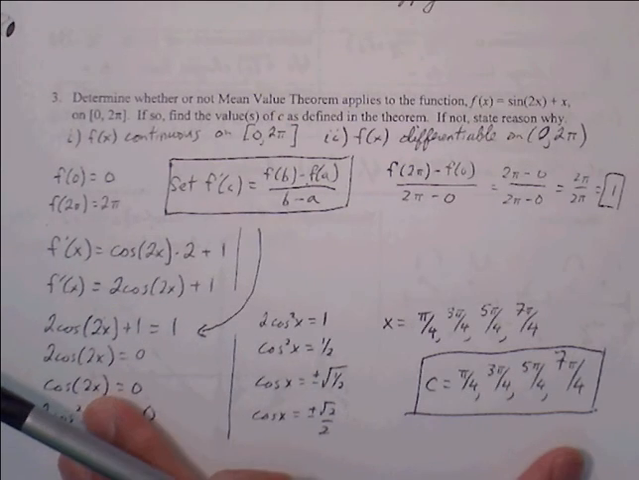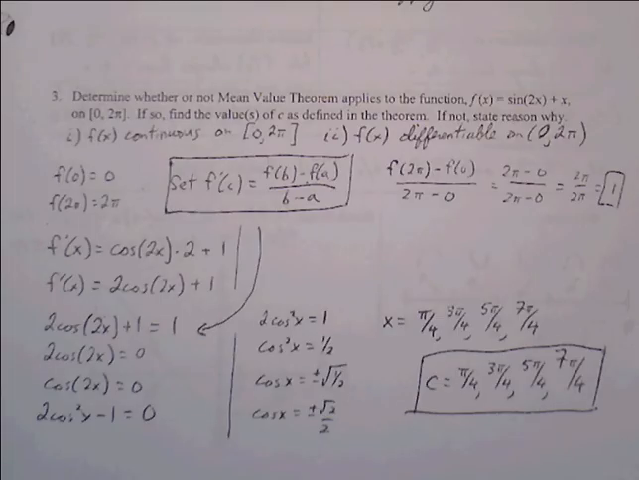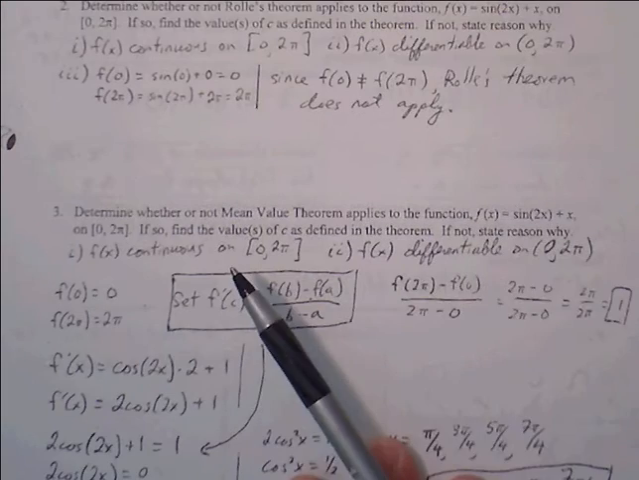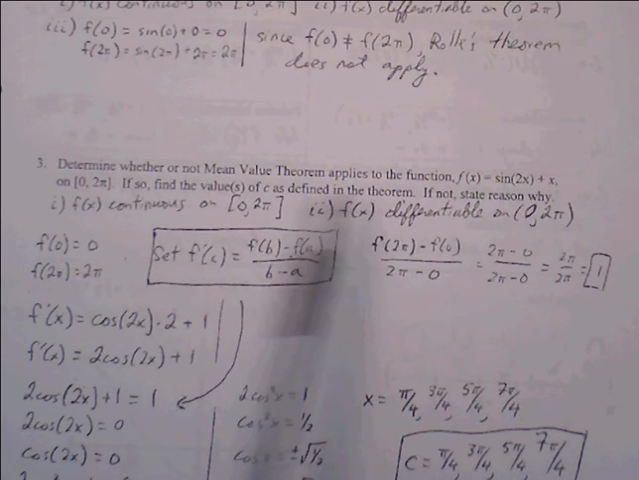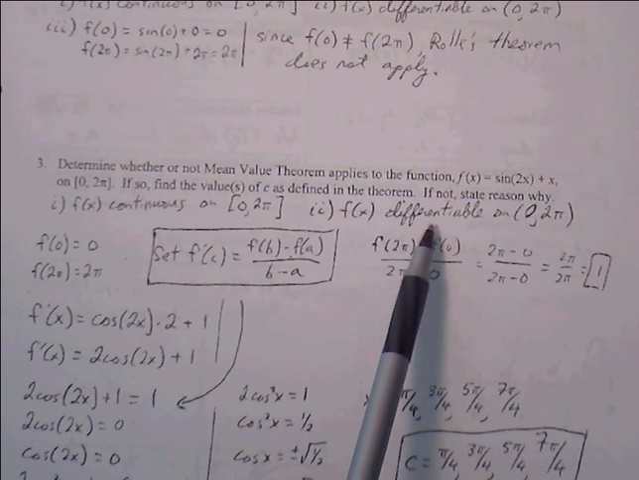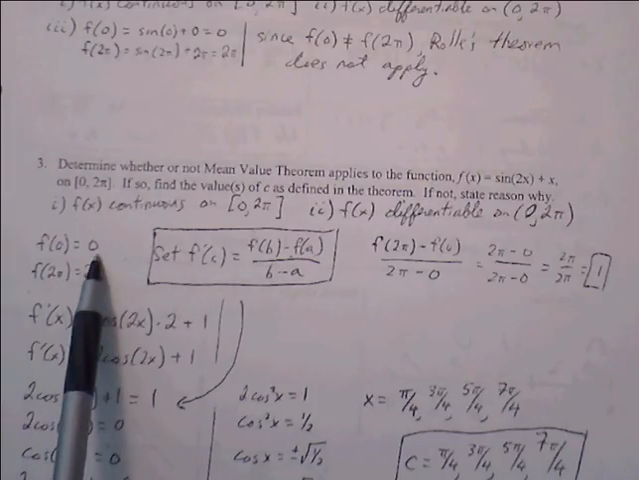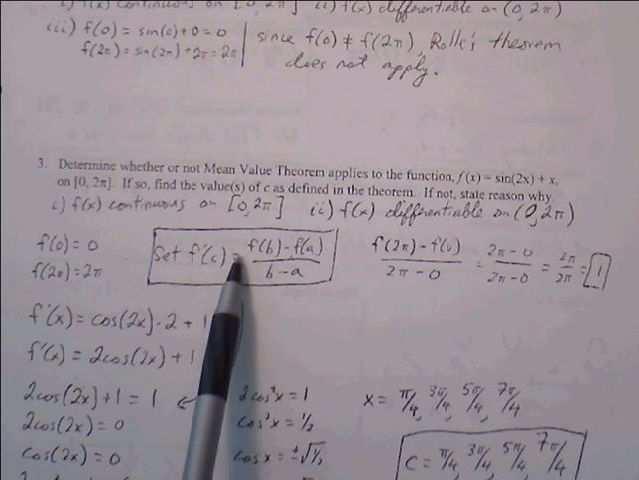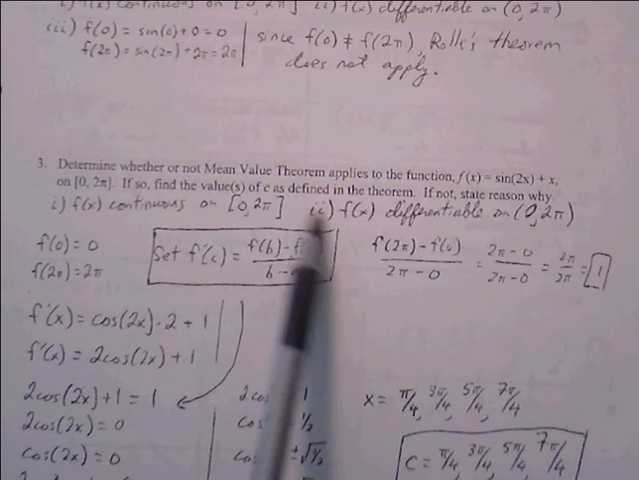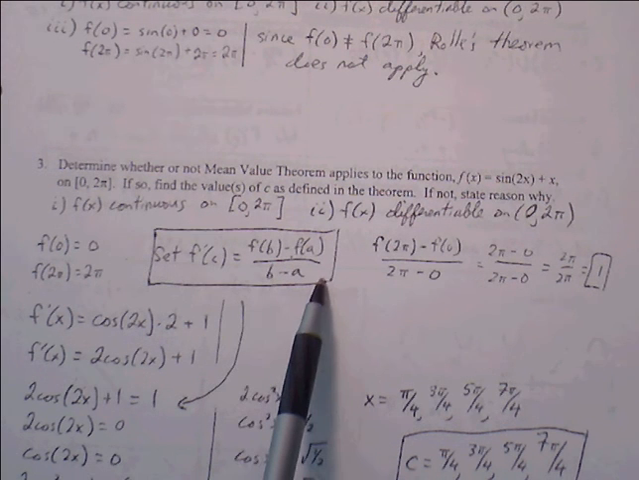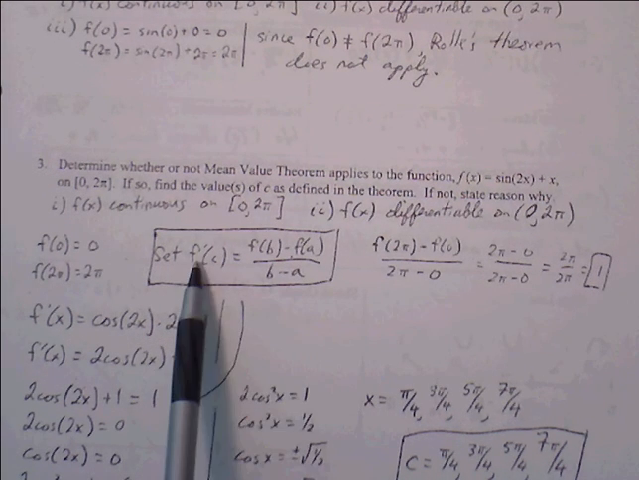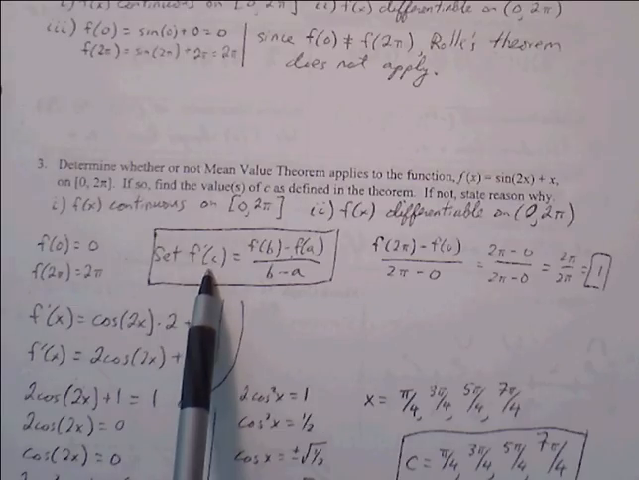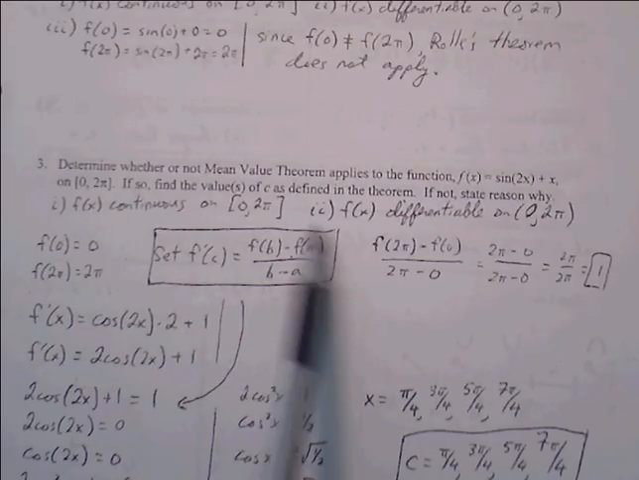All right, number 3, determine whether or not mean value theorem applies. In this case, it's sine of 2x plus x, same as number 2, but now we're not trying to guarantee Rolle's theorem, we're just trying to guarantee mean value theorem. The first two conditions already pass, so it's just the endpoints: 0, 0, and 2 pi, 2 pi. With mean value theorem, we're trying to set the derivative equal to the slope of the secant line. Is there a point on the curve where the slope of the tangent line matches exactly the slope of the secant line?